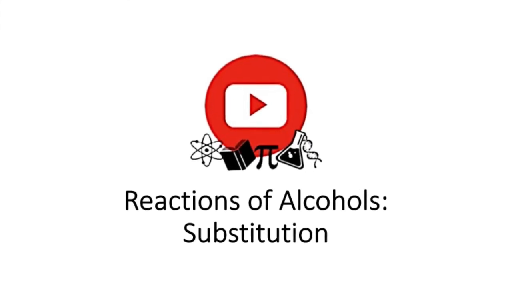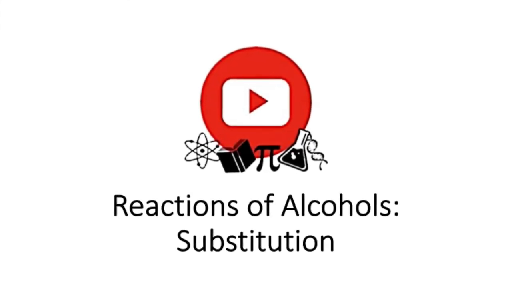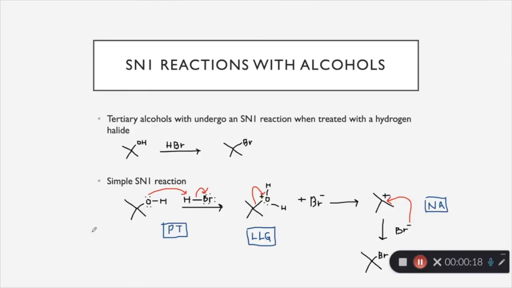Alright, in this video we are going to be talking about substitution reactions of alcohols. First we're going to talk about SN1 reactions. Tertiary alcohols can undergo an SN1 reaction when treated with a hydrogen halide. You can see in the overall reaction, you have a bromine here that is replacing that hydroxyl.